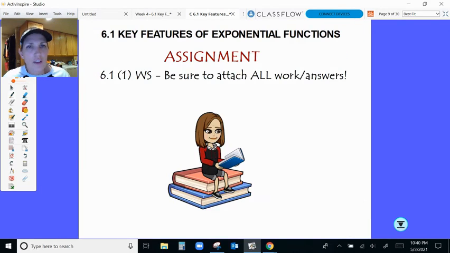You have a non-Excel worksheet in Google Classroom. It's just a few graphing problems. I think there's only 4. It's just to get you comfortable looking at the key features. I want you to make sure you graph and label everything: your asymptote, your y-intercept, your domain and range, and so forth.